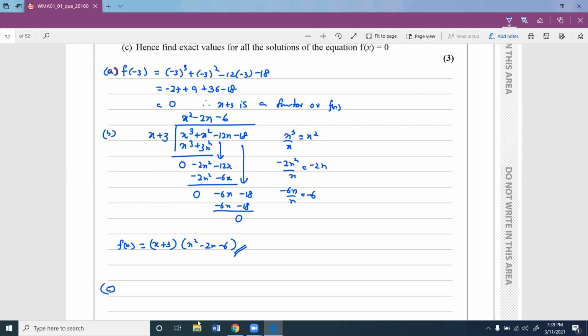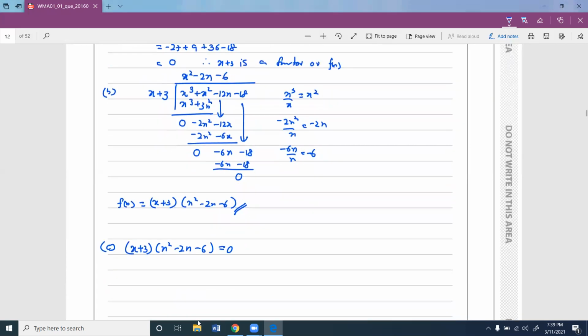Then part C. Hence find the exact values of the solutions of this. So you can write x plus 3 into x squared minus 2x minus 6, which is already factorized, equals 0. From here you can say x plus 3 equals 0 or x squared minus 2x minus 6 equals 0. How do you get this answer? You know that if a product equals 0, either one of the brackets or both brackets should equal 0.